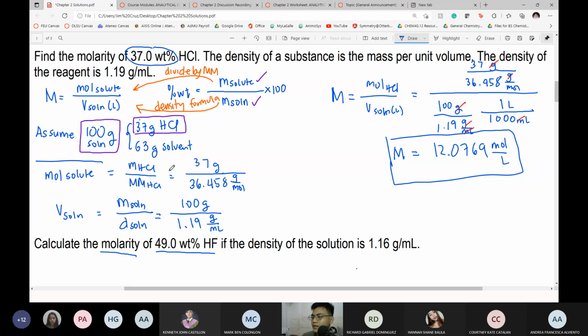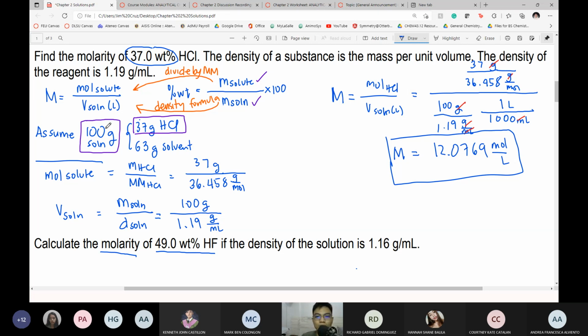Okay, so that is the answer to the question number 3 in the worksheet. No? So, yan. So it's 12.0769 or pwede na rin yung 12.08. No? So that is acceptable. Do not forget the unit. Okay? So yan. Pag may prob set kayo, tas ganyan, wag nyo kakalimutan yung unit.